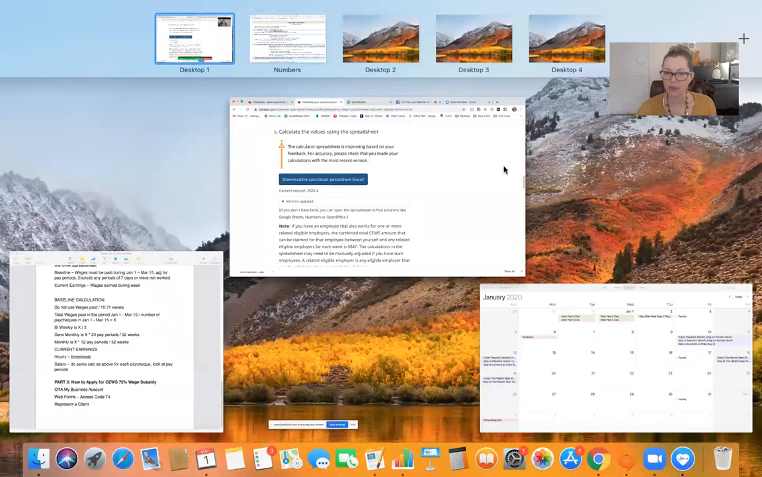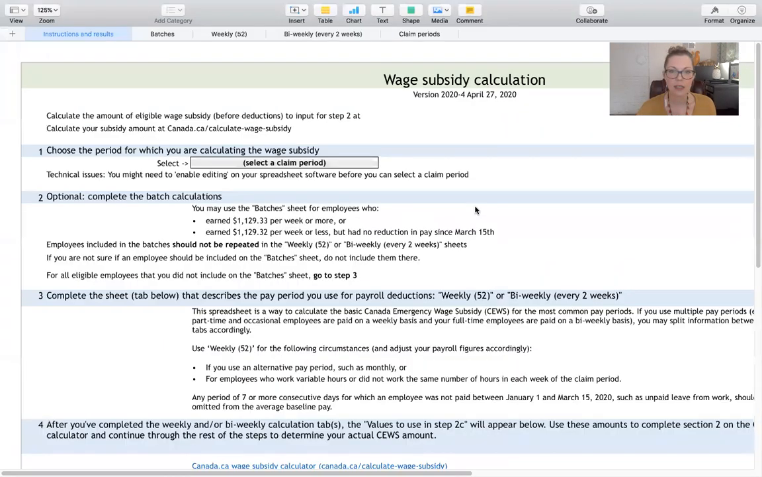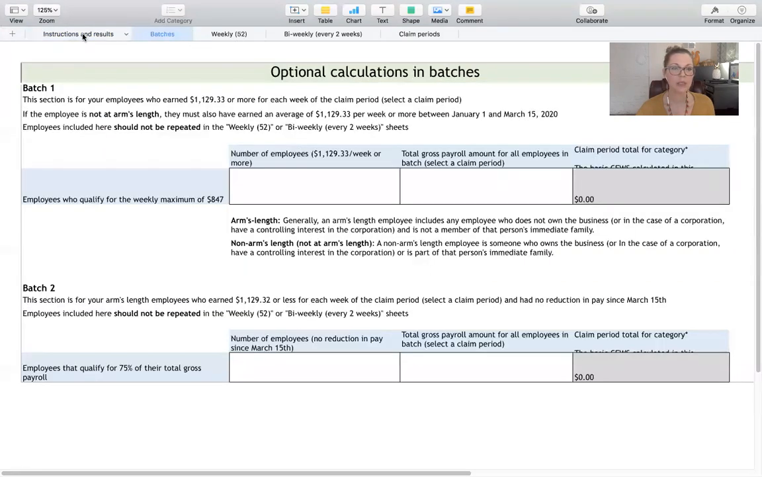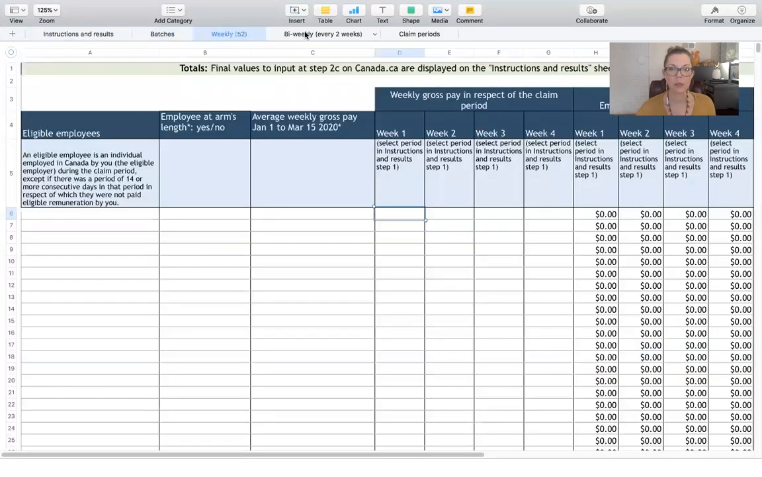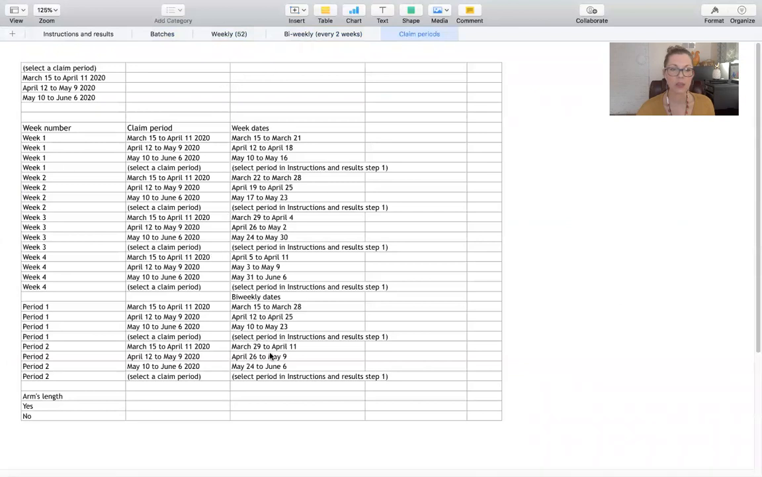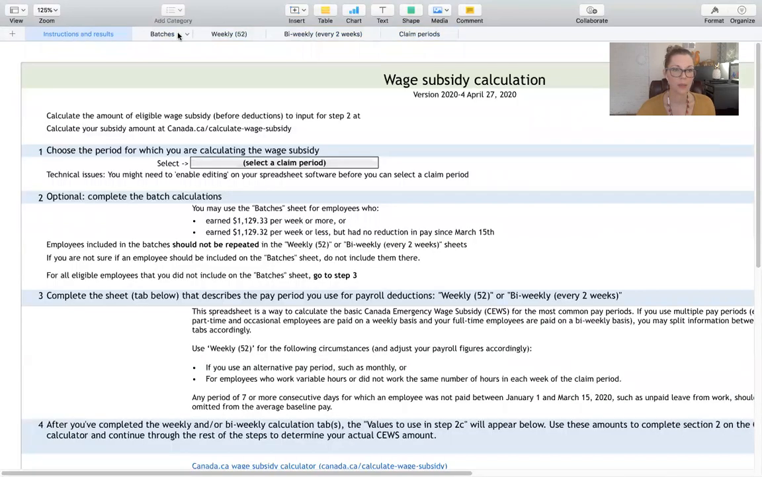So I already have it open here. Now I'm on my Mac laptop, so this is in Numbers, but it'll work fine. And this is what it looks like. And then you've got tabs for batches, weekly, bi-weekly, claim periods. Don't mess with this. This is just part of the back-end data that needs to be there.